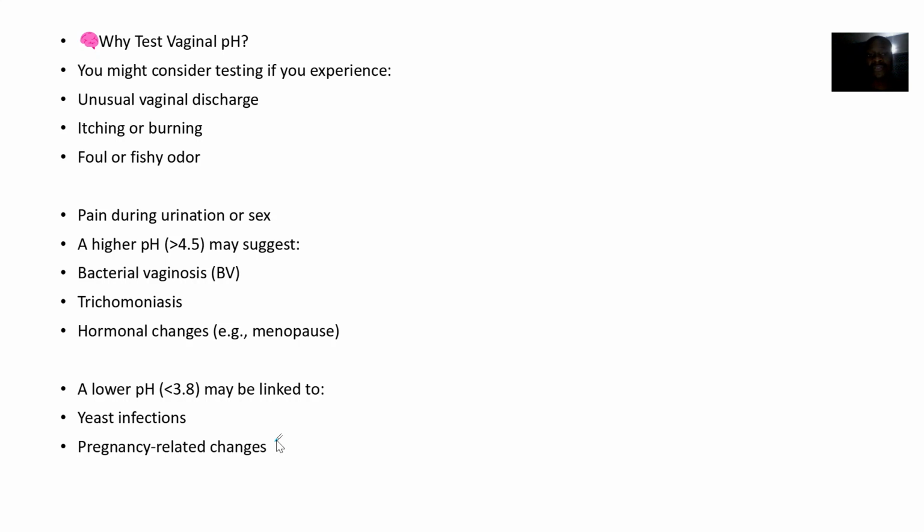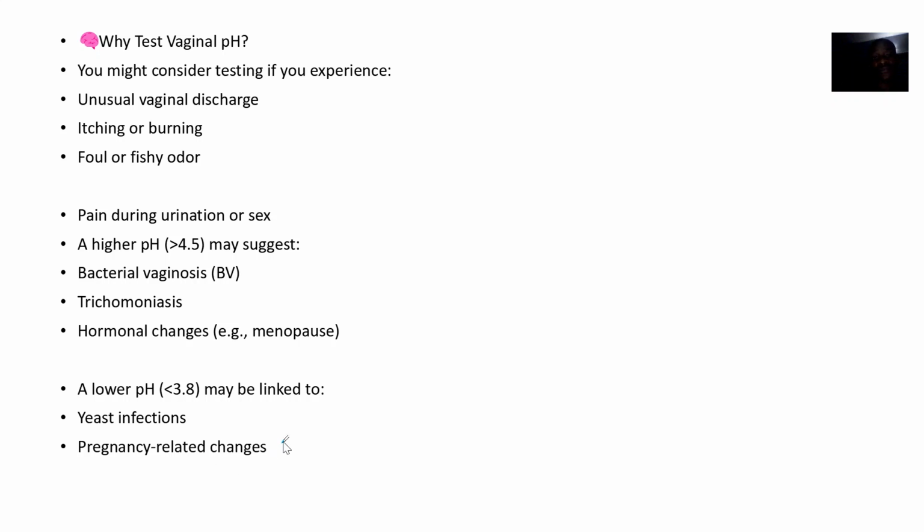So what is the reason that you should check it? What should make you go to the hospital to have the pH of your vagina checked? If you're having unusual vaginal discharge, if you have itching or burning there, if there's a foul or fishy odor, that's what all those bacterial infections cause. If there's pain during urination or sex, if the pH is now going basic, all right.